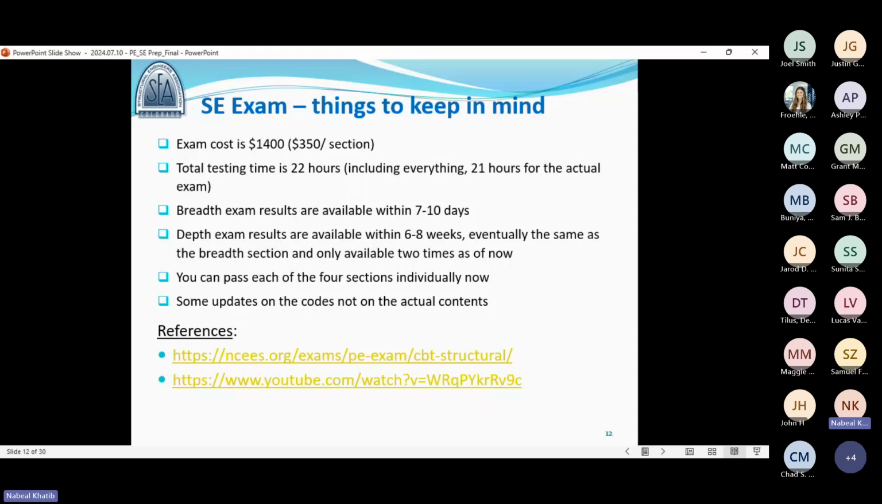You can pass each of these individual sections individually, and that's the positive thing. So if you pass, let's say the breadth for lateral, breadth vertical, that's what happened to me, I don't have to worry about those. Now I need to focus on the depth. Let's say I failed one of the depth. I need one more to be officially an SE.